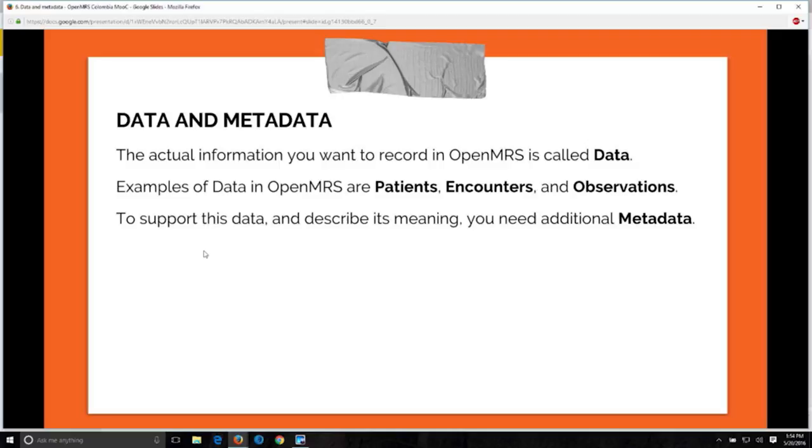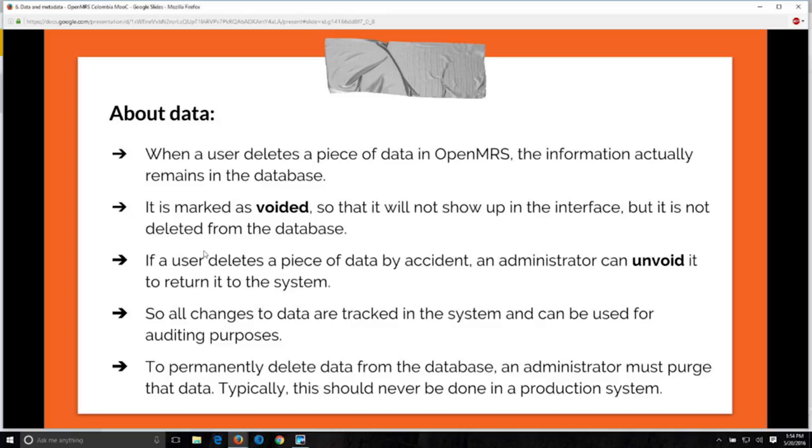But to support this data, we need other kinds of information about that data, and any more descriptive information about data is known as metadata. So, to talk about data, when a user deletes a piece of data in OpenMRS, the information is actually still stored in the database, and what happens is it is marked as voided. When you void a piece of data, it does not show up on the user interface, but it is still stored in the database.